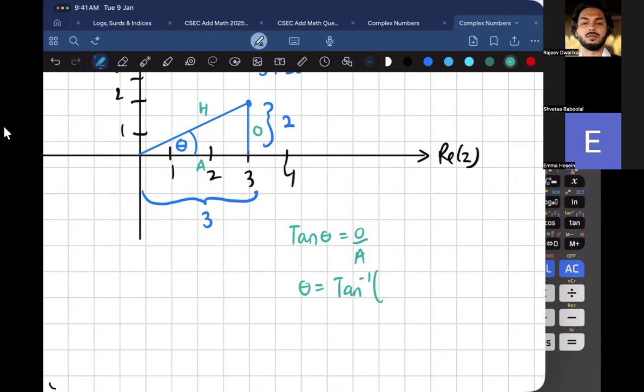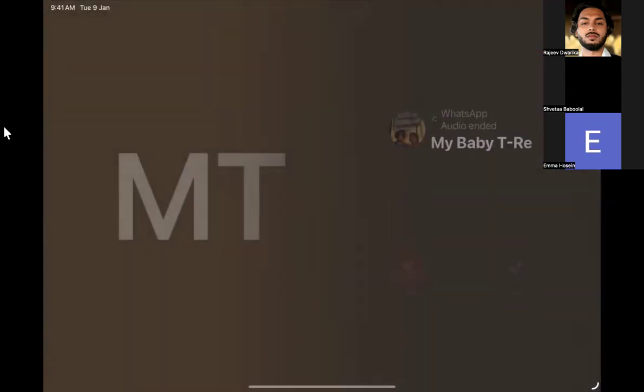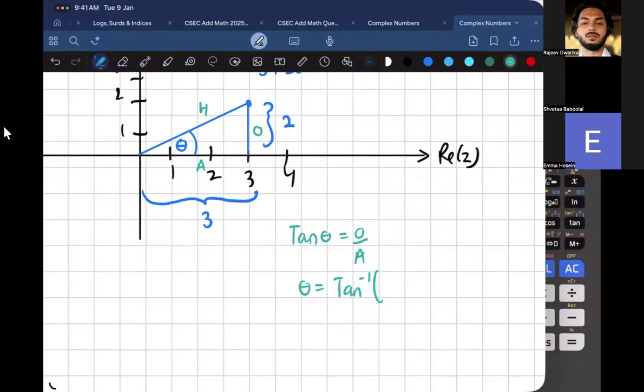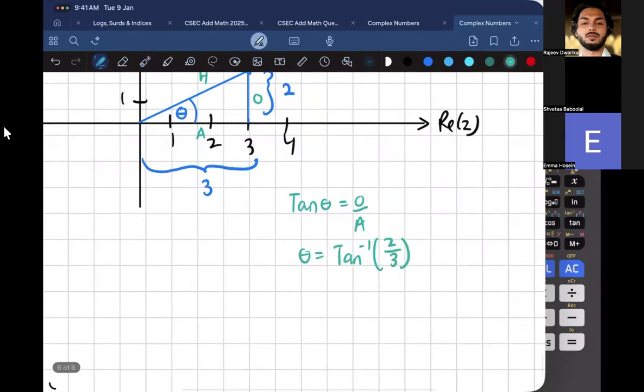of, yeah, so that one will be 2 over 3. Don't mind the name. I don't know where I got that from. It's tan inverse of 2 over 3. Tell me fast, where's the tan inverse of 2 over 3?